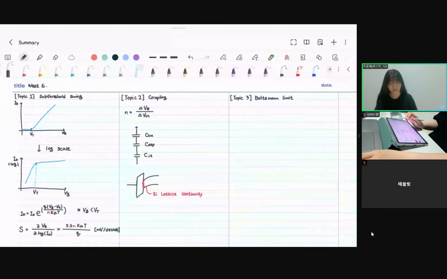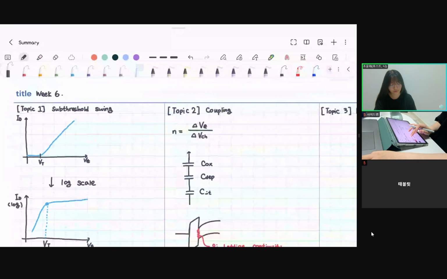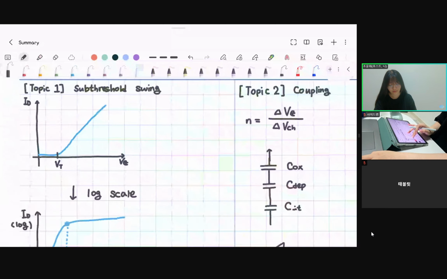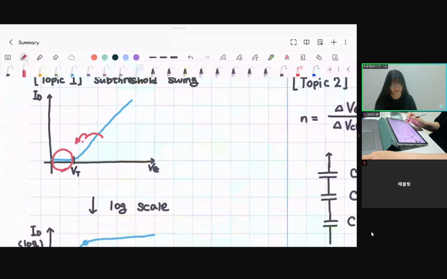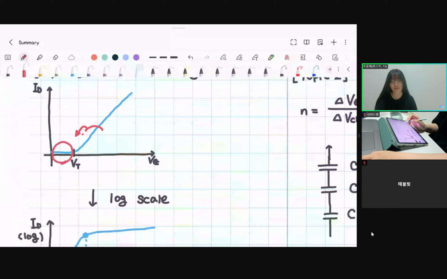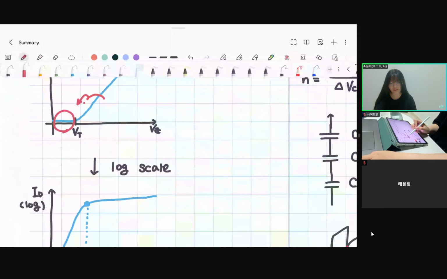Last week we learned about the Boltzmann, so this time we learn about the subthreshold swing and the Boltzmann limit. Last time we learned about the ID-VG characteristics, so we drew it in enhancement mode, but we have to consider that when the gate bias is less than the threshold voltage, there is a leakage current, so we have to control that leakage current.